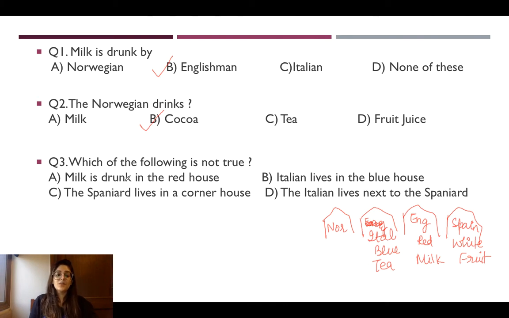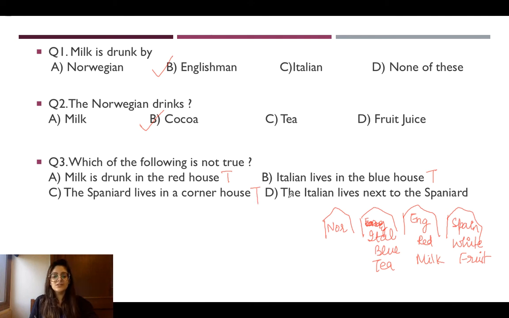Last question. Which of the following is not true? Which statement is not true? First, milk is drunk in the red house. So milk is in the red house, so this is a true statement. Next, Italian lives in the blue house. So Italian lives in the blue house. This is also a true statement. The next is that the Spaniard lives in a corner house. So the Spaniard lives in the corner house. I can see that. So this is also a true statement.